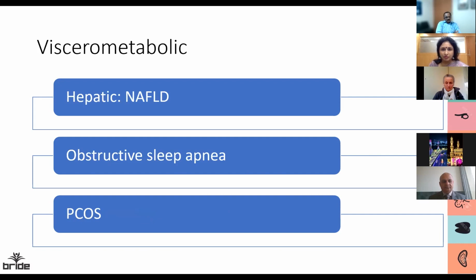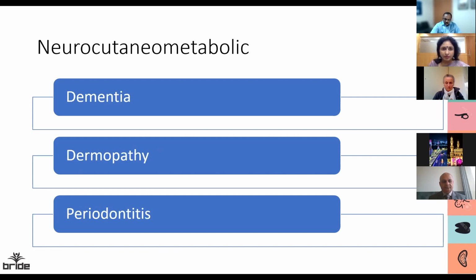And let us move on to viscerometabolic, which I had introduced earlier. So if you have just a very simplistic way of understanding, if you have ectopic fat in the liver, that is non-alcoholic fatty liver disease. If you have ectopic fat in the retropharynx, that is obstructive sleep apnea. And if you have ectopic fat in the ovary, this is oversimplistic, but just a way of remembering, that is polycystic ovary syndrome. So hepatic, retropharyngeal, or ovarian with metabolic complications can be there.